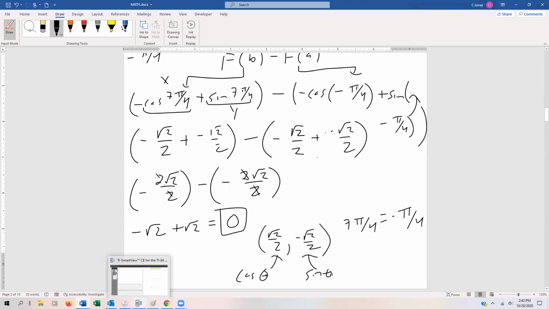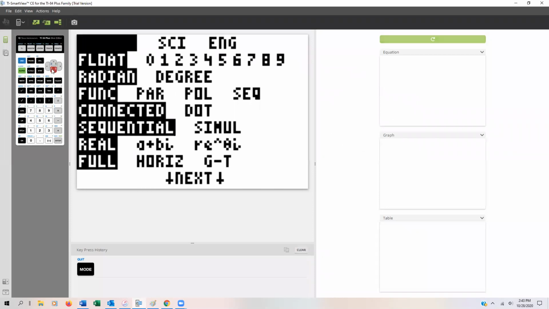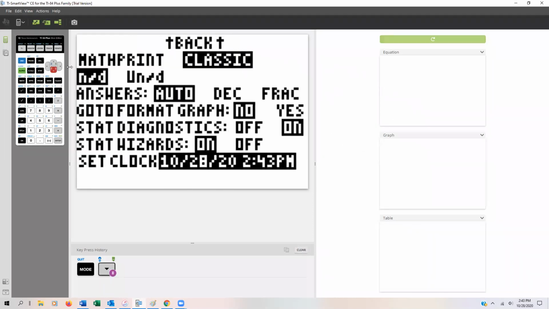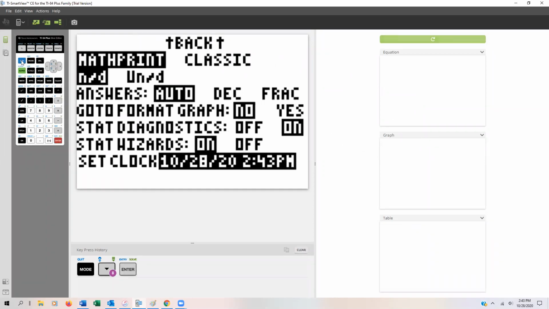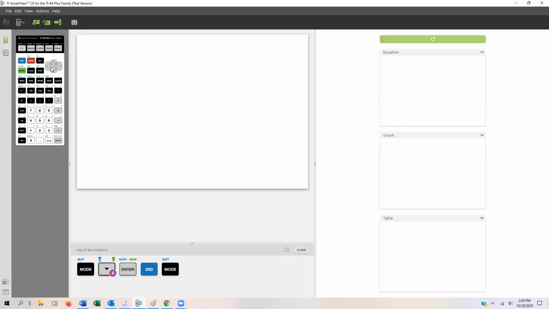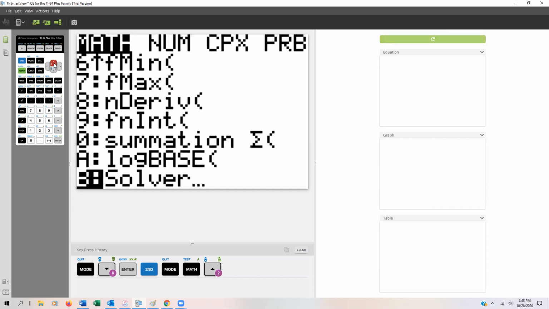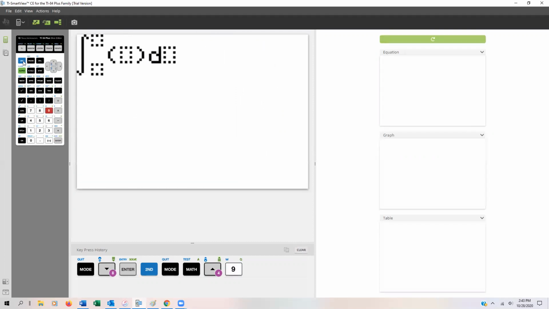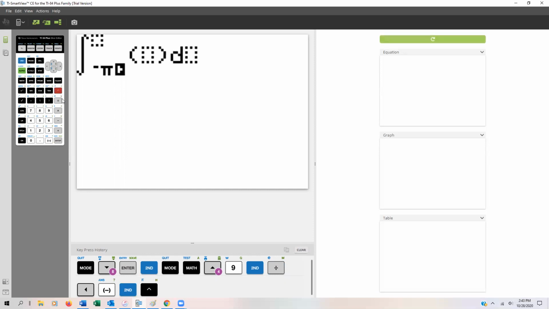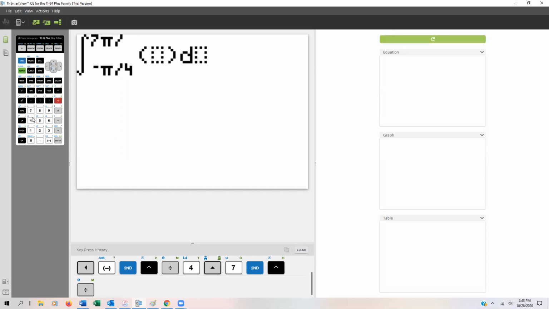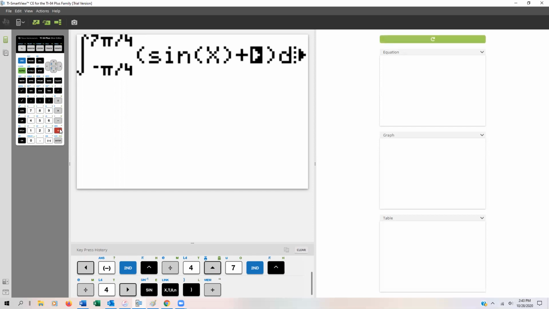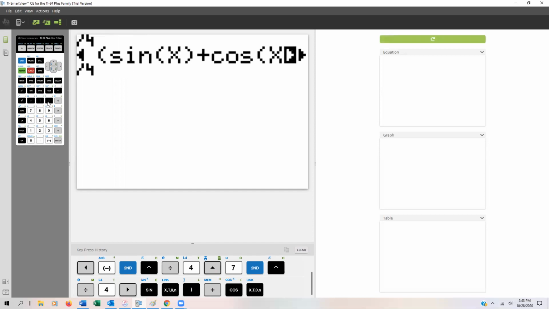Well, let's check it in our calculator first of all. I'm going to change the mode back to the symbolic manipulator, called math print. Remember, to access this, you hit the math button. From now on, I'm just going to hit math 9. In your calculator, it might be different, but math 9 brings up fnInt. And we have negative pi over 4, and up here, we have 7 pi over 4. And remember, we had sine x plus cos x, and then we had our dx.